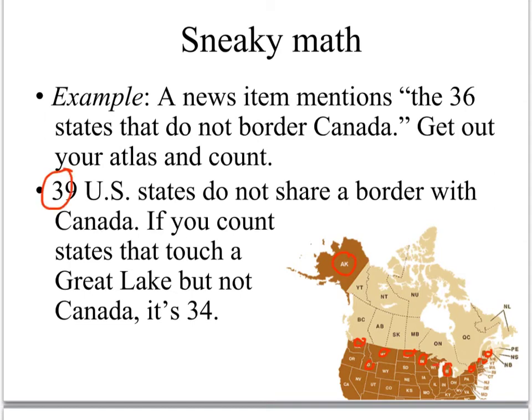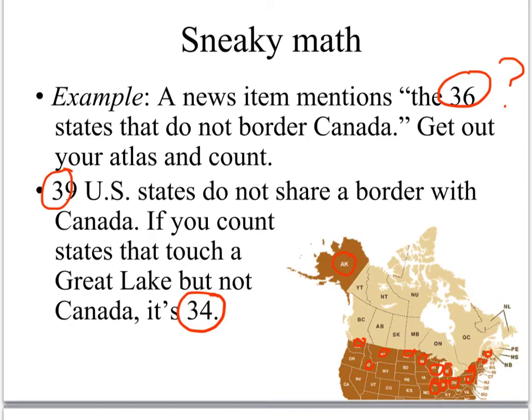Well, what about, say, Wisconsin, Illinois, Indiana, Ohio, and Pennsylvania? They touch a Great Lake. They don't touch Canada, but they do touch a Great Lake. So does that count? Well, guess what? 34. So where this 36 states number came from is sort of a mystery. It came from a news release from a company. And they said they had locations in the 36 states that do not border Canada. And we're not sure how they're counting, but that count wasn't right.